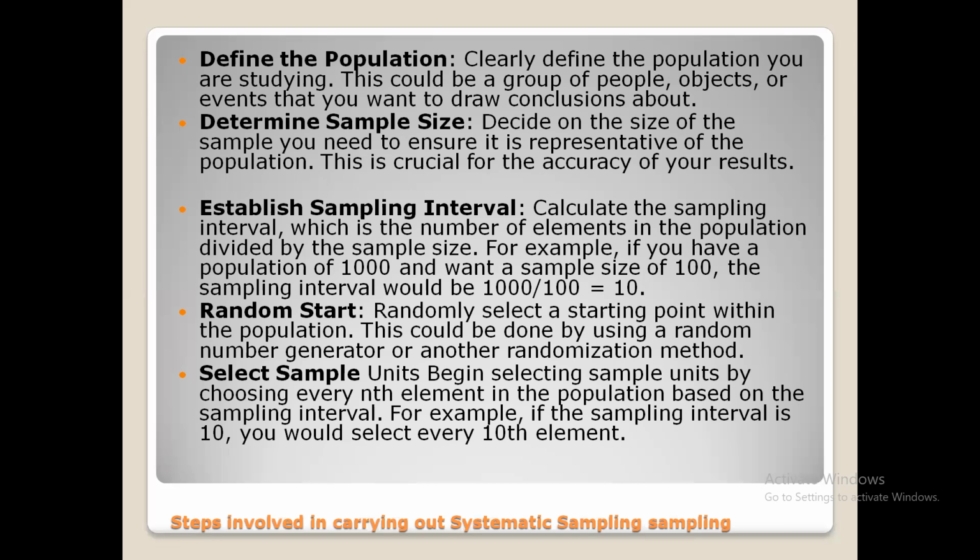You count 100. 100 has been selected. 101, 102, 103, 104, 105, 106, 107, 108, 109, 110. The 110th person will be added because of the 10th interval. Then the next 10th interval, which is 120, will also be included in the sample. 130 will be included, 140 will be included, 150 will be included until the sample size of 100 is completed. Then you administer your questionnaire and collect data.